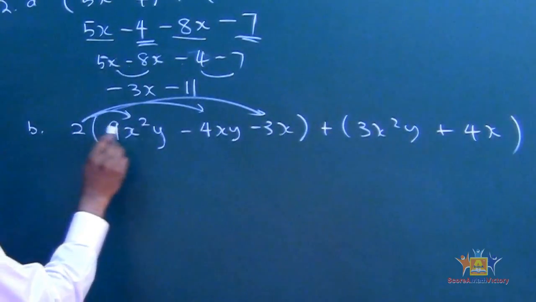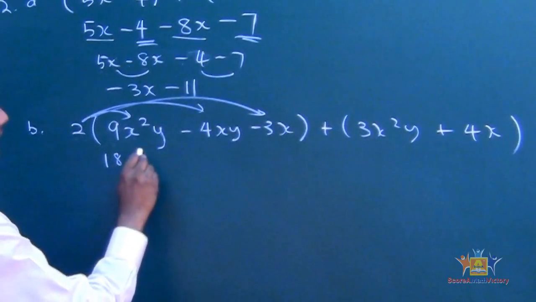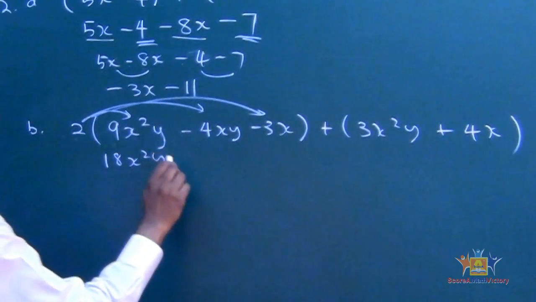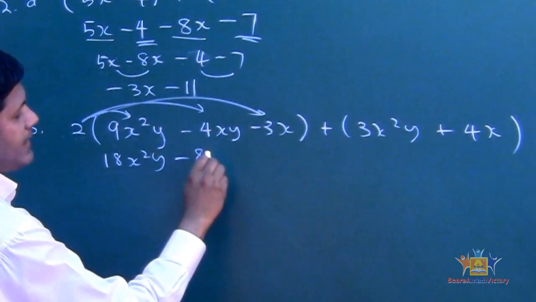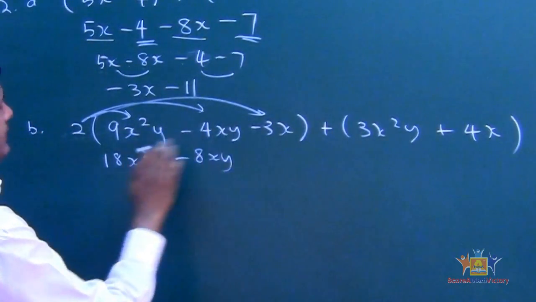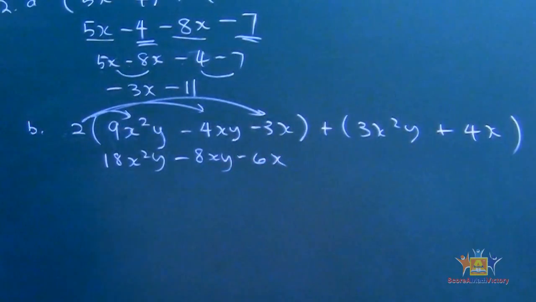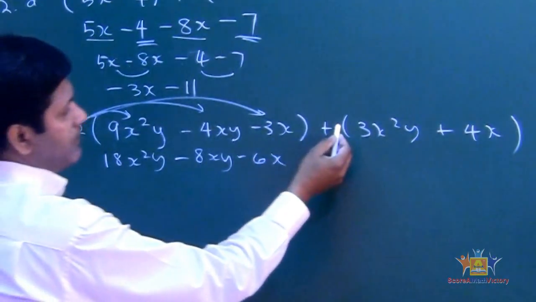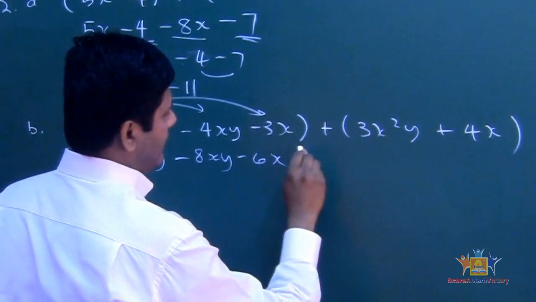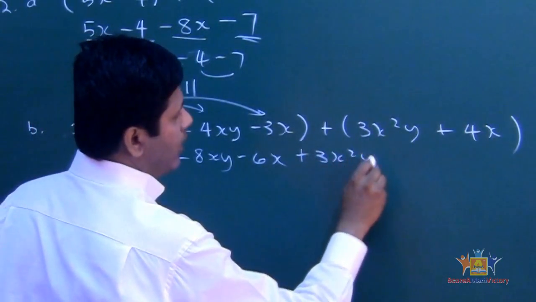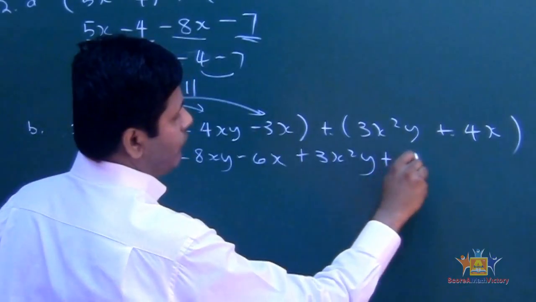Very important. 2 times 9 is 18. X squared y, plus and minus is minus. 2 times 4 is 8. Xy, plus and minus is minus. 2 times 3 is 6. And then x. See that? Now this one's pretty much just 1. You just open it. Plus 3x squared y, plus and plus is plus 4x.